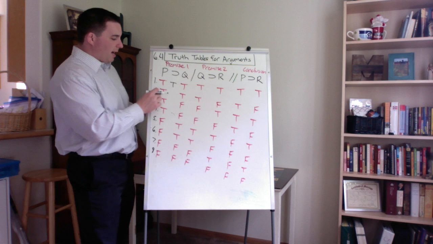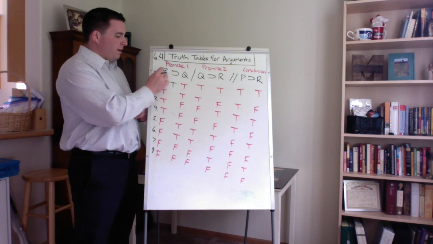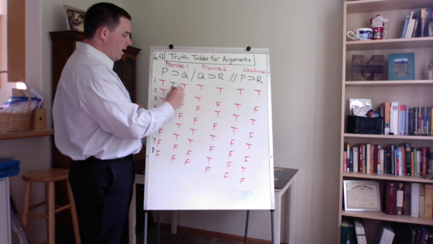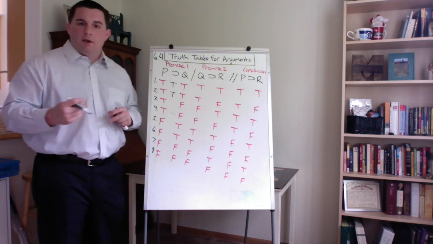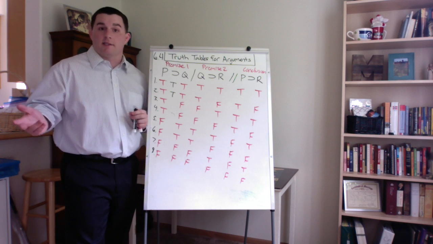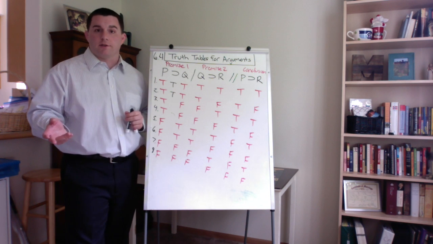Okay. Line 2, same truth values. P is true, Q is true. We know that our truth value would be true. So notice what we're doing here. We're just building off of what we covered in 6.2 when we looked at truth functions.